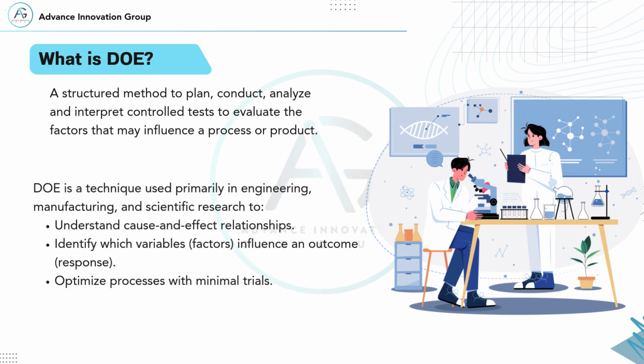It helps us understand cause and effect relationships, so we can pinpoint which input variables, or factors, have the greatest impact on results. By using DOE, we can identify key variables, understand how they interact, and optimize processes efficiently, often with fewer trials than traditional testing methods. This leads to better decision-making, higher quality, and reduced waste.